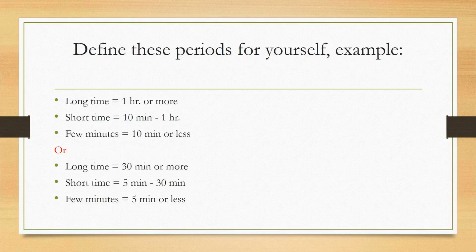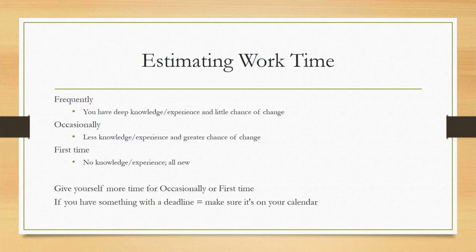So what those different periods mean are going to be different for different people. So a long time for you may be an hour or more. A short time might be 10 minutes to an hour, and a few minutes might be 10 minutes. Or you might be somebody who's bouncing from thing to thing, many things during the day, and so maybe your long time is something that's 30 minutes or more. You may have a lot of tasks to do that take a shorter amount of time. So that's going to kind of change for you. So you're going to want to think about how that really makes sense for you and kind of what it means to you, what a long time means.